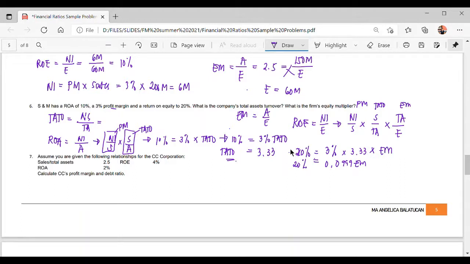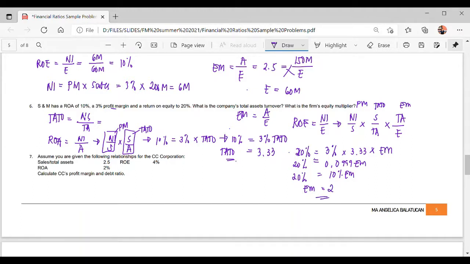Then, okay, so this one, we will convert this one to 10%. Because actually, if we did not round this off, so if you multiply it immediately, that would be 10%. So our equity multiplier is 20 divided by 10. Sorry, 0.20 divided by 0.10, that would be 2.